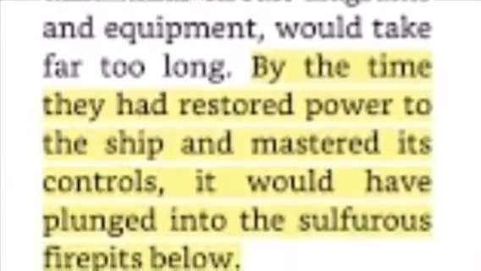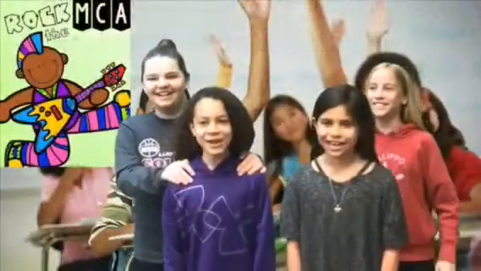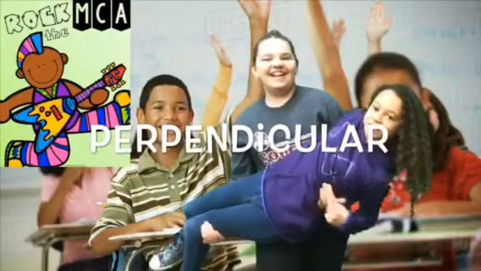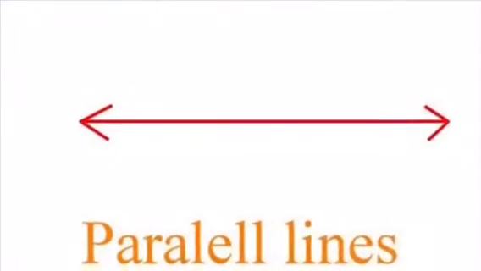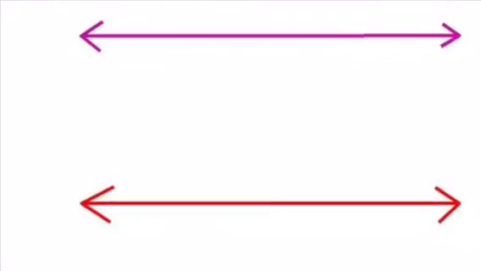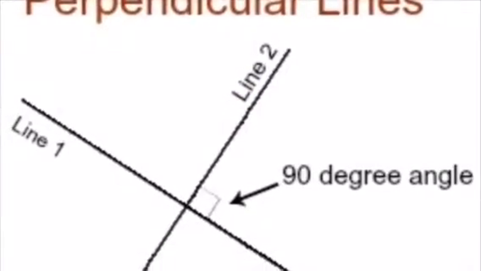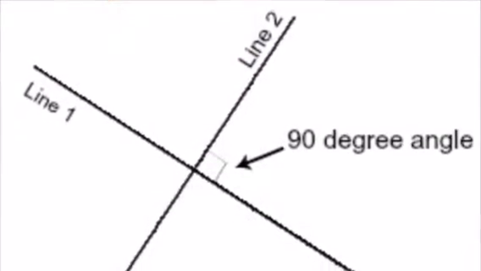are important. Feeling the pressure to learn everything you can before the MCA test? Here are some words that will help. Parallel is next to each other. Perpendicular is crossing each other. Parallel lines are next to each other. Perpendicular lines cross each other at a 90-degree angle.